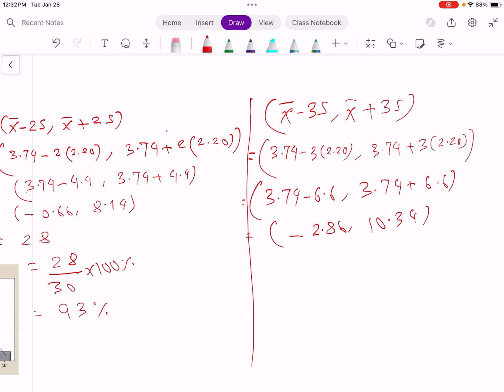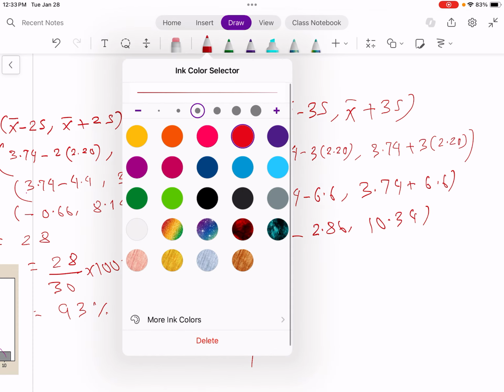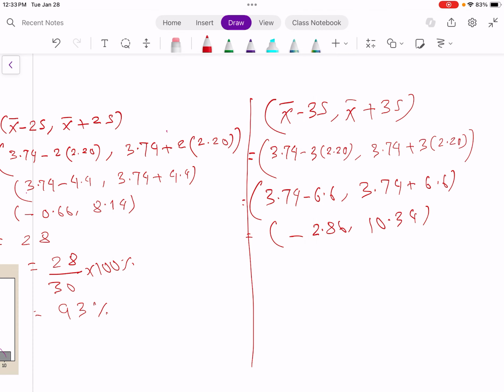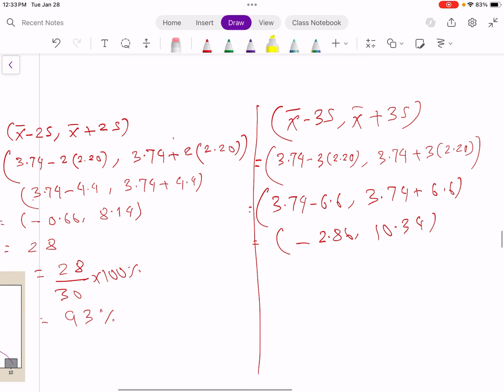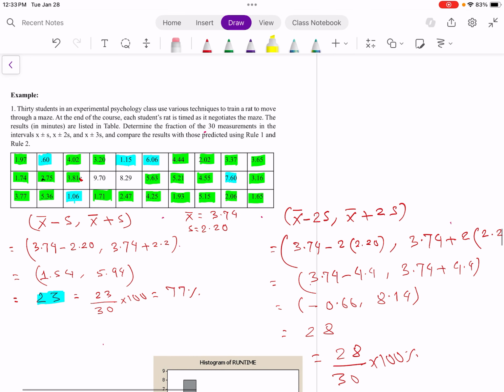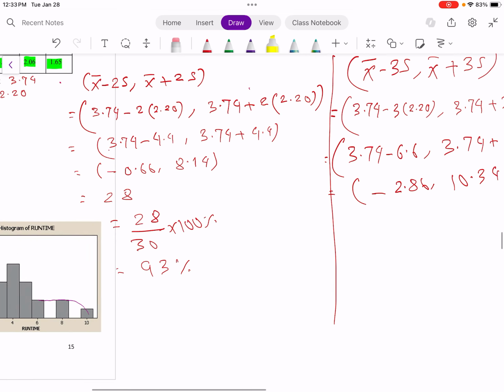Now we count the number of measurements. We count measurements in between negative 2.86 and 10.34. 28 is already included there. Now, do we have more measurements here? Yes. How many more do we have? 2 more. So let me go back here. So this belongs to the interval. This also belongs. So it means all 30 measurements.